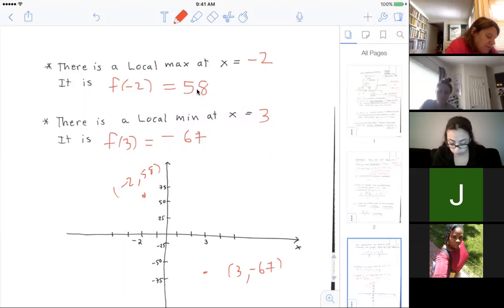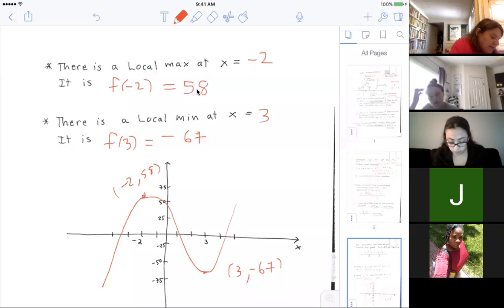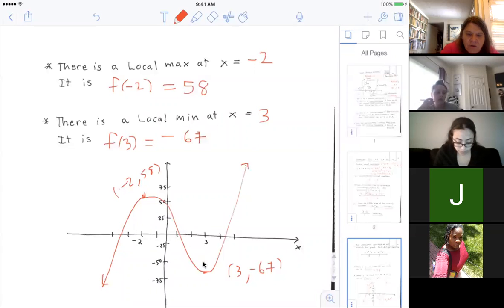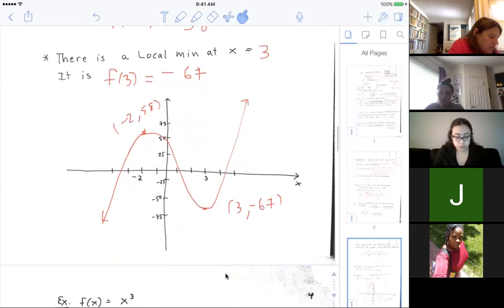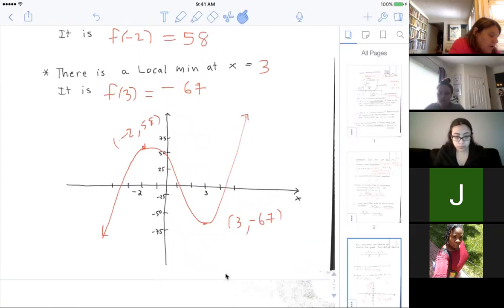And if I look at my increasing and decreasing, what it looked like was something like that. Now, that's a local max. The local max is 58. It happens when you plug in -2. Your local min is -67. It happens when you plug in 3. Now, I'm going to say one more thing because it's going to have an effect on what you do for homework. Those are locals.